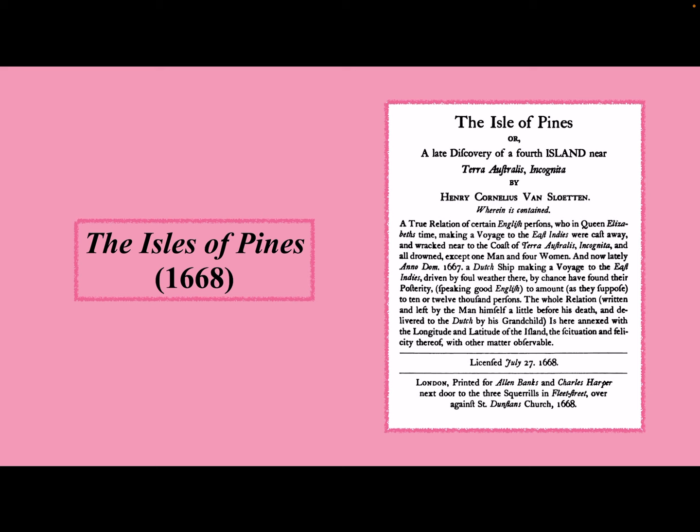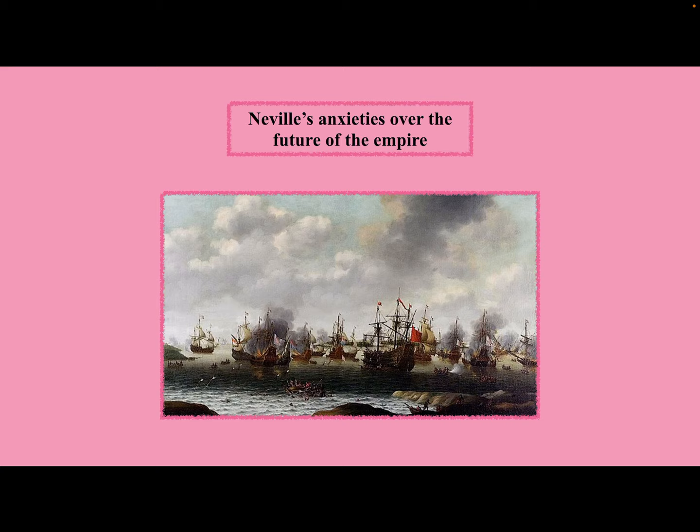Now, I'm going to talk about how the text surfaces a deep anxiety Neville had over the future of the English Empire. The historical context of the publication of The Isle of Pines is important here. The Second Anglo-Dutch War ended in 1667, which had humiliated the English. Dutch warships had destroyed the English navy at Chatham only a year before Neville's text appeared, and it also nearly routed the English out of the East Indies and Western Africa in the course of their global conflicts.